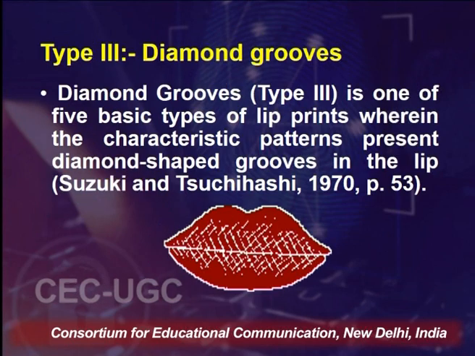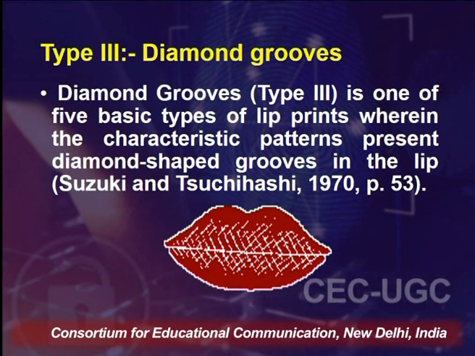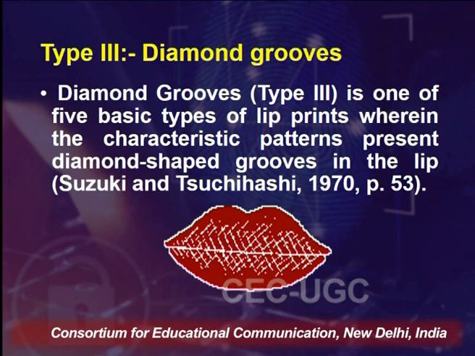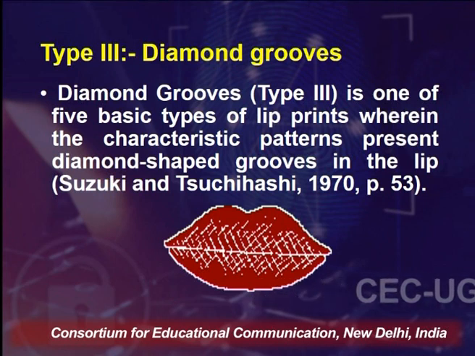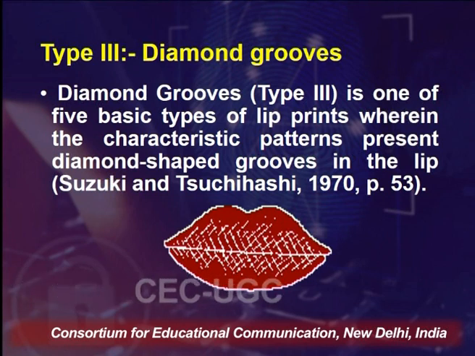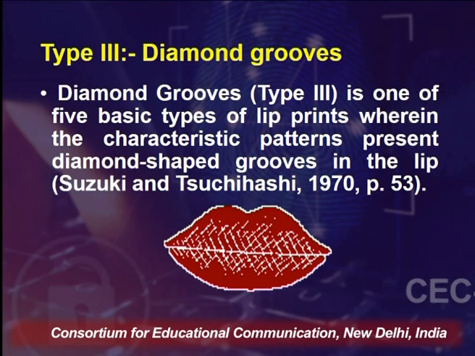Type 3 is known as diamond grooves. This classification was also given by Suzuki and Tsuchihashi. It is one of the 5 basic types of lip prints, wherein the characteristic patterns present diamond shaped grooves in the lip. The pattern is kind of crisscross in nature and it appears to be like a diamond. So, they have classified this print as diamond grooves.